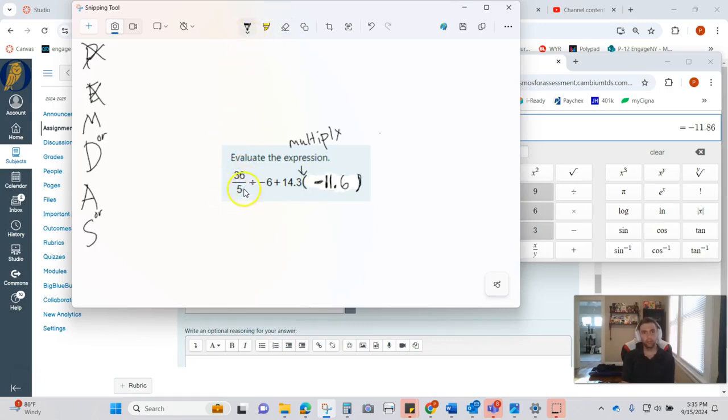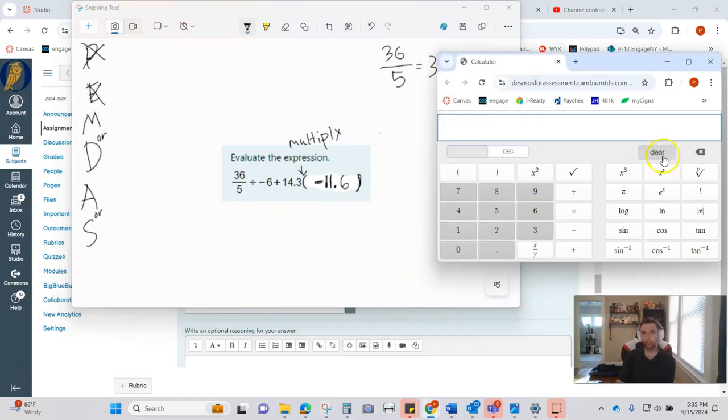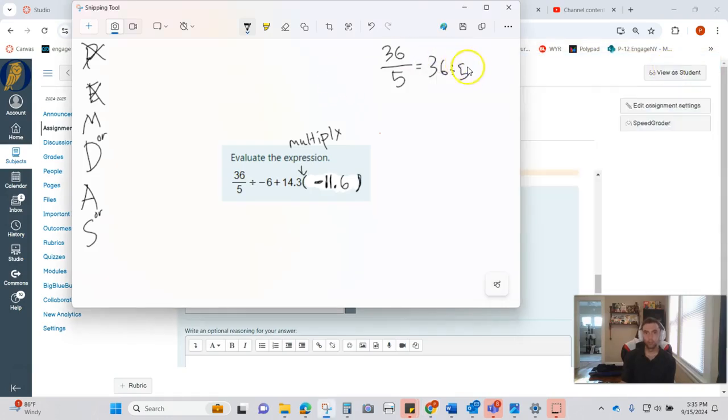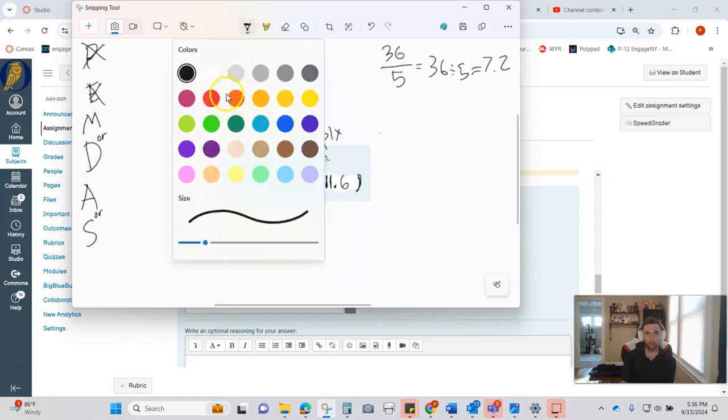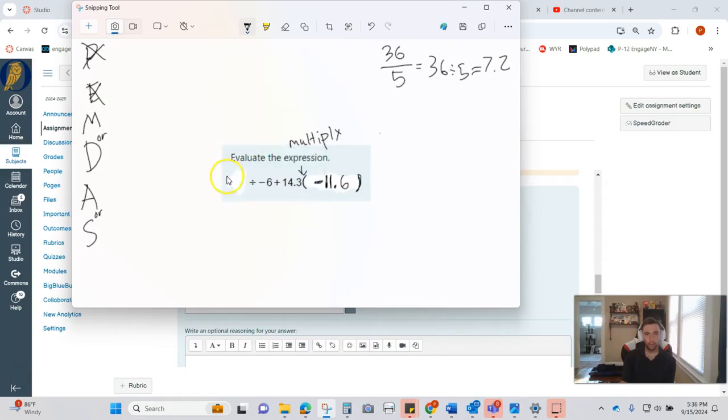Here we have 36/5 divided by -6. Ooh, this fraction is making my stomach sick. So let's turn this fraction into a decimal. We can turn any fraction into a decimal by doing top number divided by bottom number, or 36 divided by 5. 36 divided by 5 is 7.2. So let's smudge out that fraction and write 7.2.